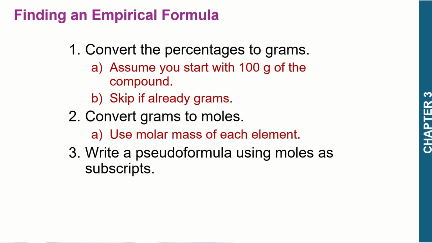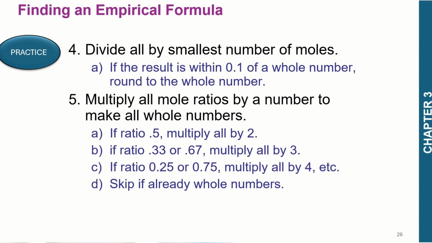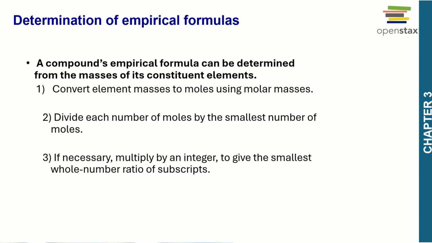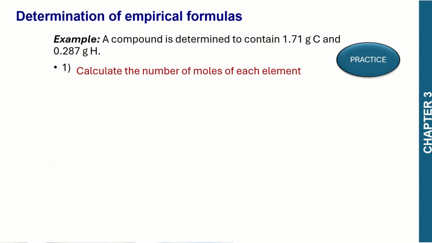If it's in grams, you don't need to worry about that, and you're going to convert the grams to moles. Then you're going to write the pseudo formula using moles, divide by the smallest number of moles, and then multiply all the mole ratios. So this part you already know how to do. We did this in the last class. The goal here is to practice a little bit with you and check if you still have questions.